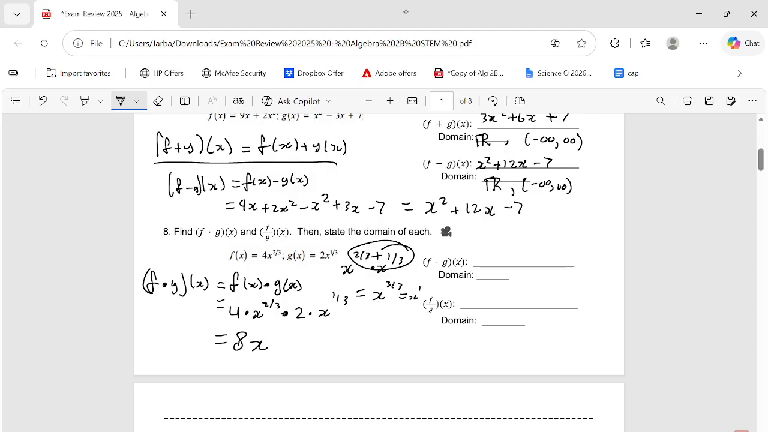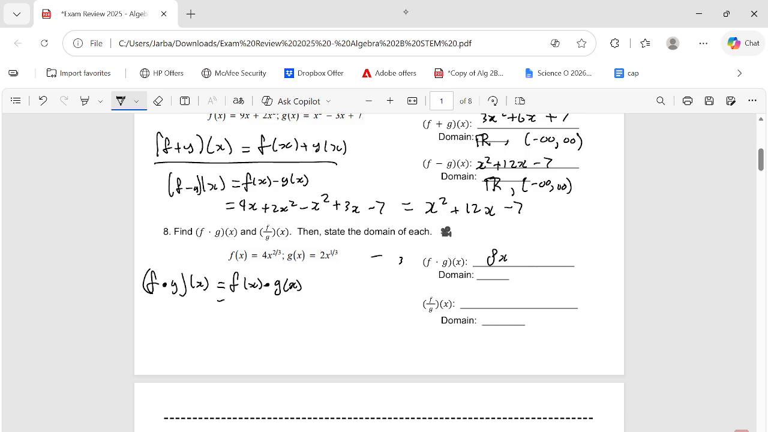So it's just 8x. Now, notice, in every step of this, we didn't have any square roots, we didn't have any division by x. We only had roots of 3, radicals of 3, if you think about it. That 2/3 and 1/3.